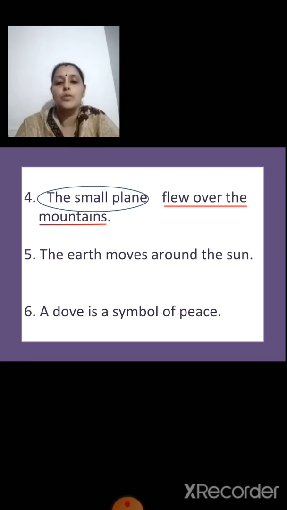Understood, children? So what are we talking about? We are talking about the small plane. So that is the subject, and we have circled it. And what are we saying about the subject? Flew over the mountains. So that is the predicate, and we are going to underline the predicate. Yes? The next example, the earth moves around the sun.